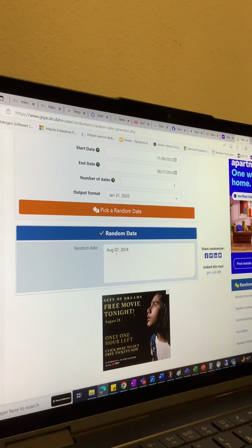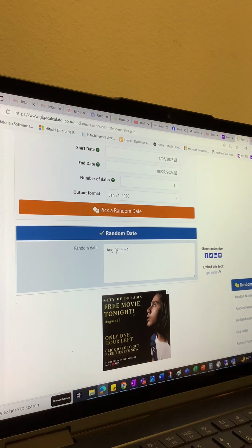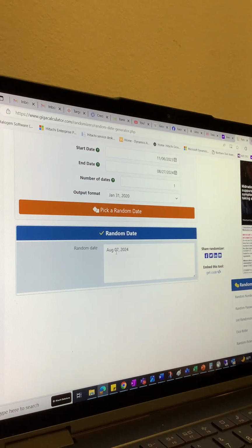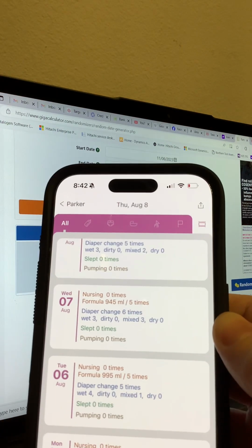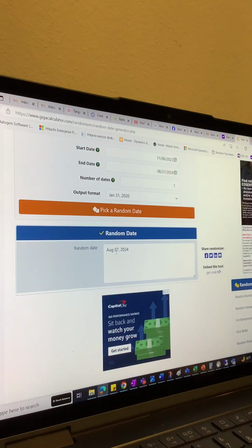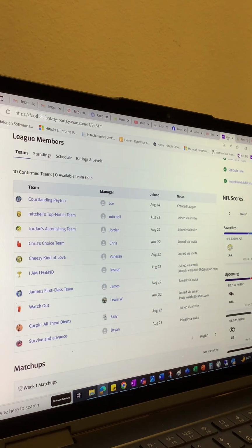As I go down and assign dates, I'm going to alternate between kids. And so starting with Parker, on August 7th, Parker had 9:45. So my number to start with is 4. Going down to the next one, we have Mitch.